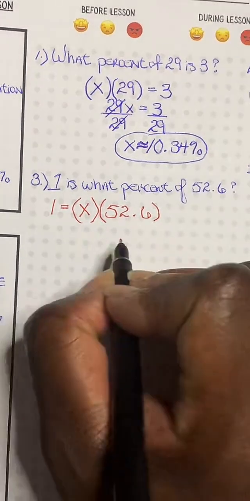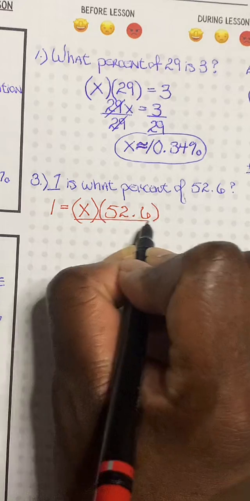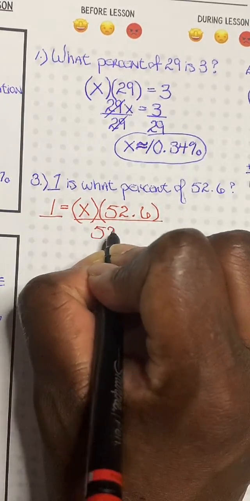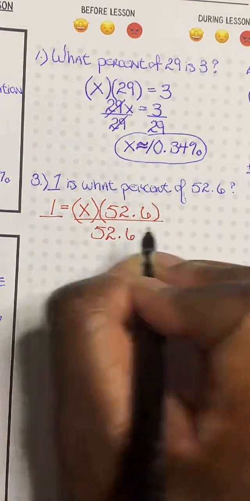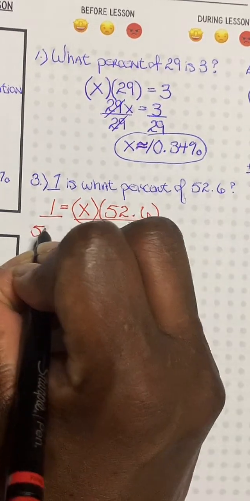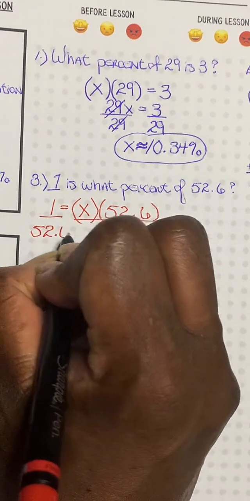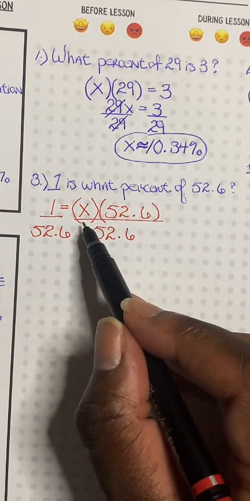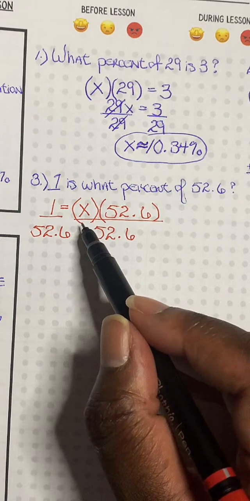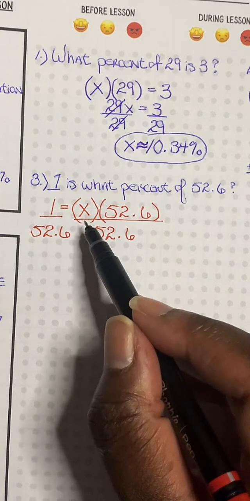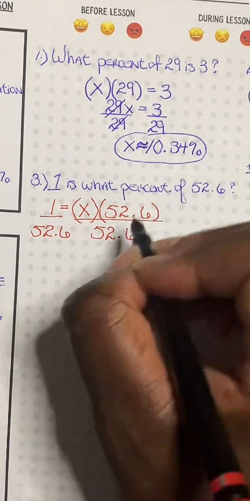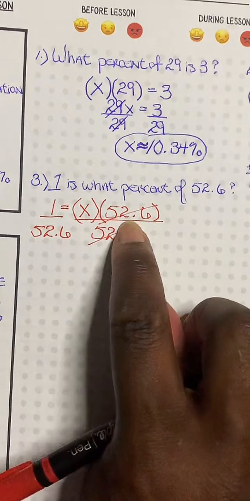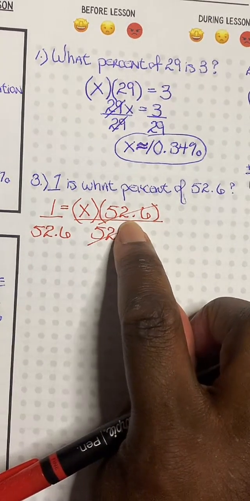Okay. So now we're going to divide both sides by our 52 and 6/10. The reason why we're doing this is because we want to isolate our variable. Anytime they ask you to solve an equation, you're doing it to isolate the variable. So it's almost like you're the X, and your boo is 52.6.